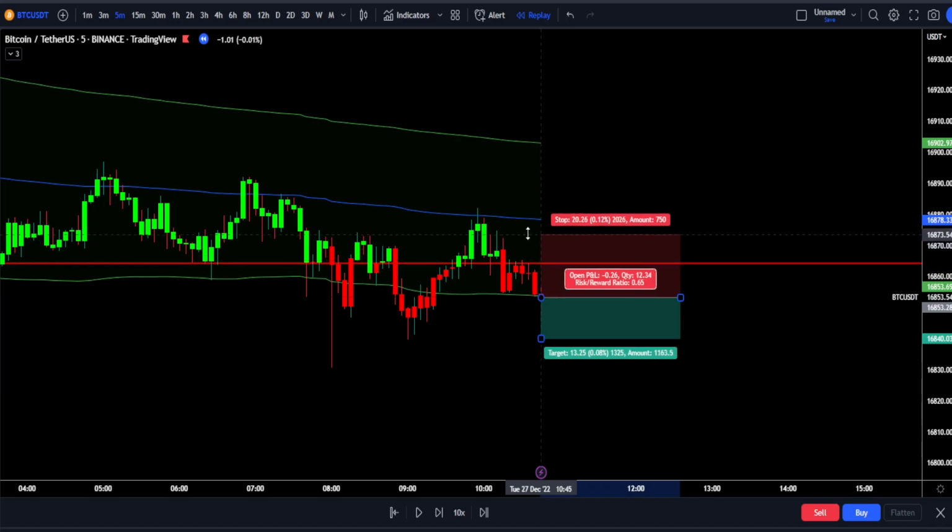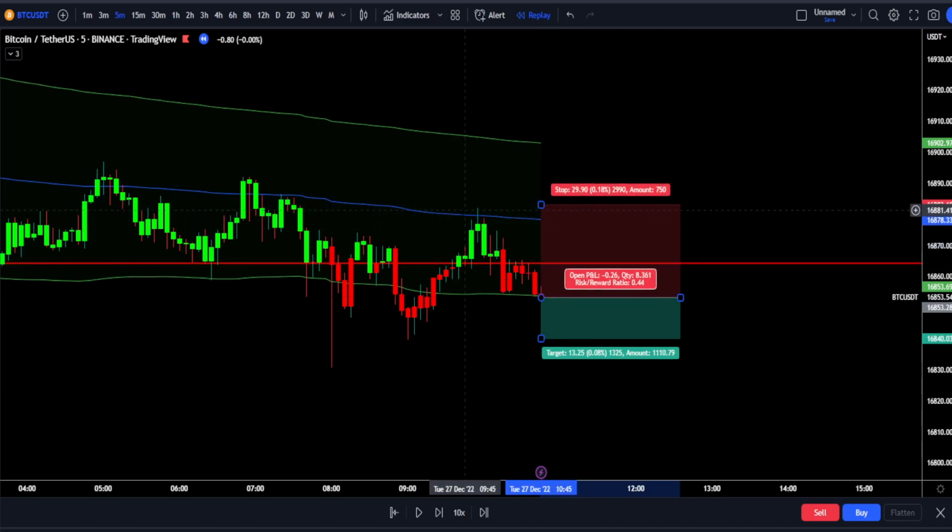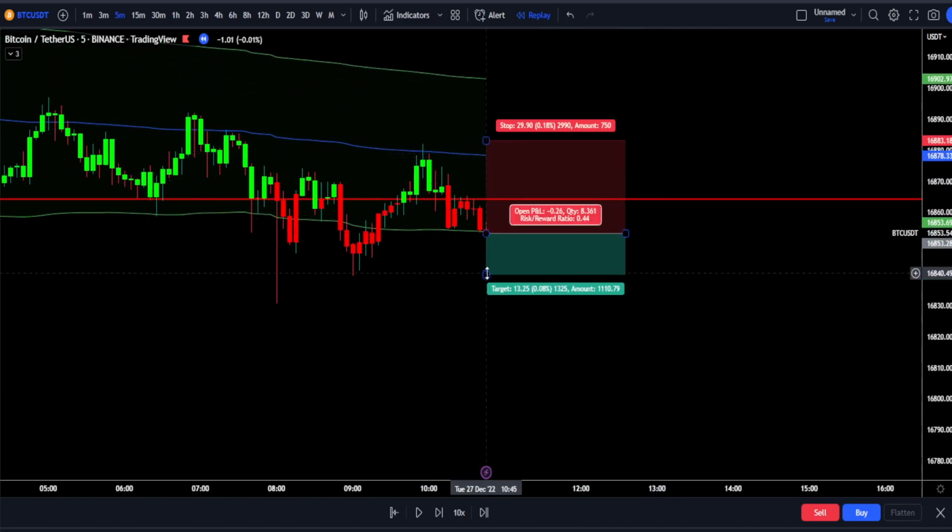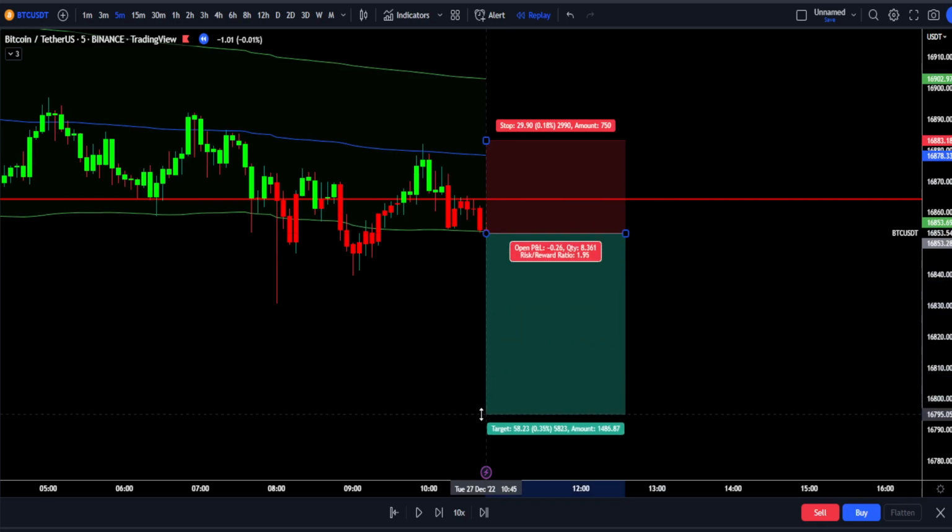Our stop loss will be set just above our most recent swing high, and once again, we will be targeting 2 times the risk.